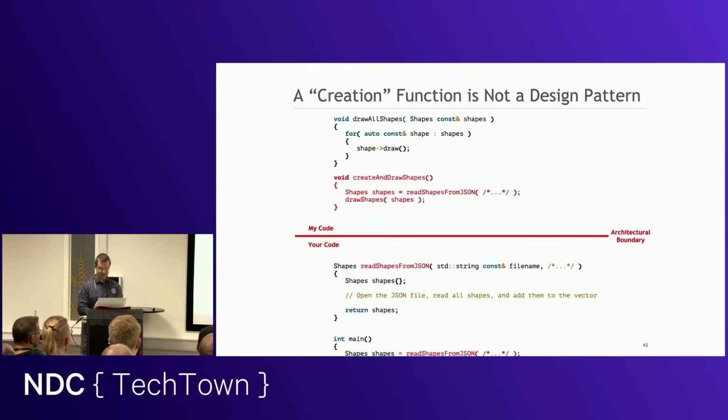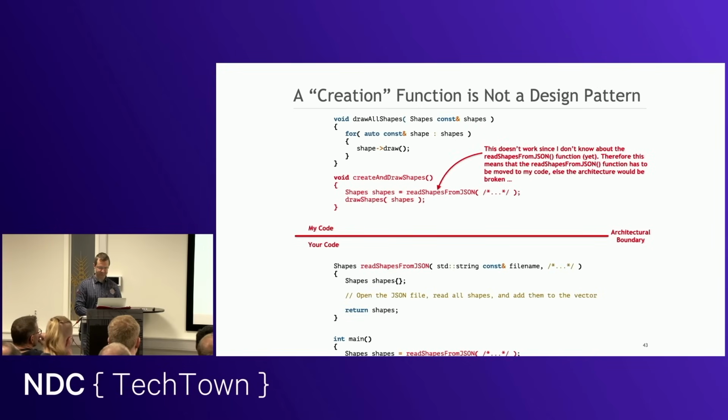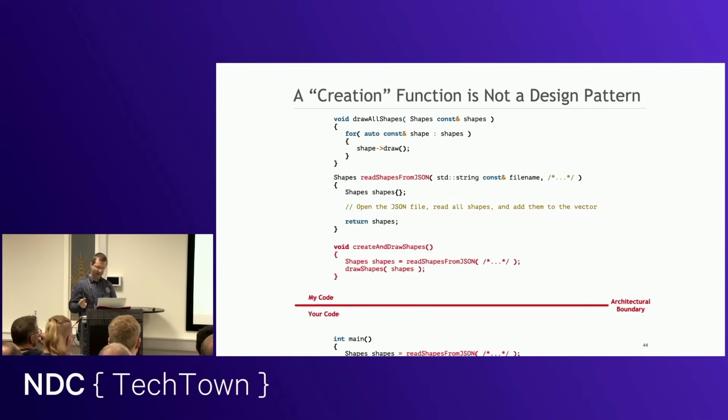Now, if I would call this, it would totally break the architecture. You can use my code, but I cannot use your code. So this definitely is not working at all at this point. Consequently, I would have to take your function. I would have to become the owner of read shapes from JSON. But this makes both of us pretty unhappy.